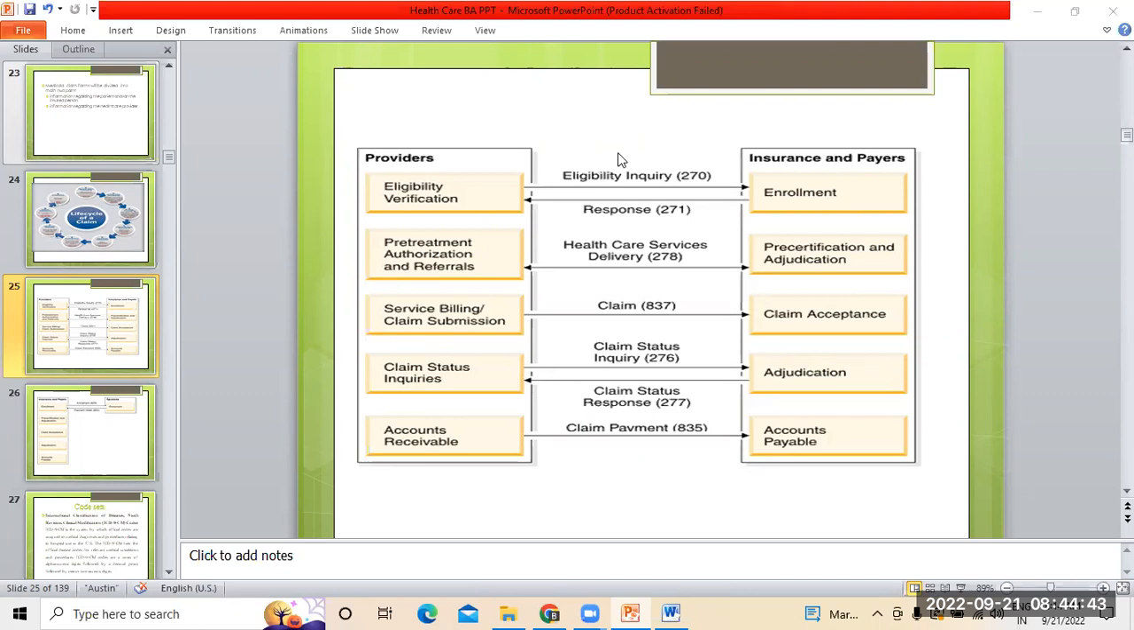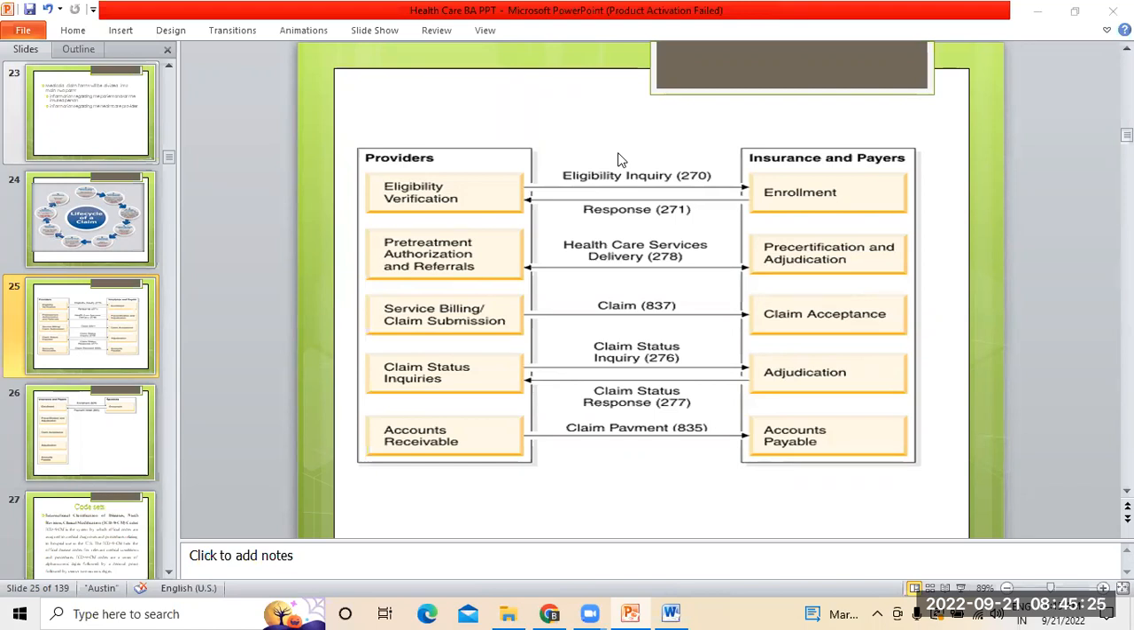So claim status response 277, whatever response you are getting from an insurance organization to a provider in reference to the inquiry, everything falls under 277. So 276 inquiry, 277 response. Now, whatever claim payments and settlements happen, all these things happen under 835. So 837 is for the claim request, and payments, receivables, claim payments and everything will fall under 835.